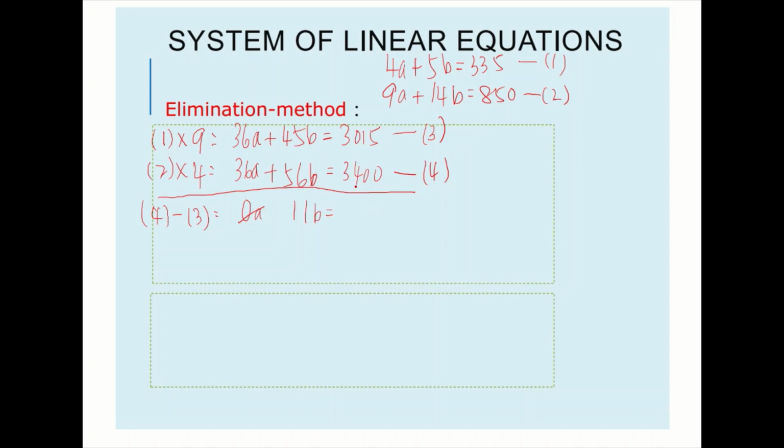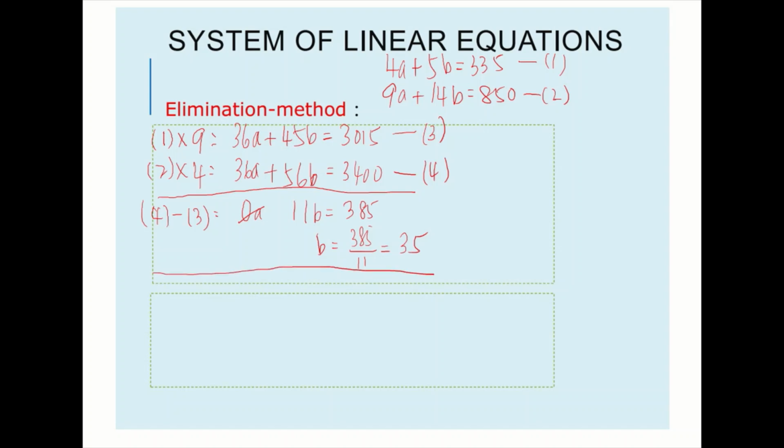And 3400 minus 3015, what do we get? We get 385. And from here, b will be 385 divided by 11. So what do we get? We get 35. What does that mean? It means that the manager has to make 35 units of model B each day. So that's how we find the B.